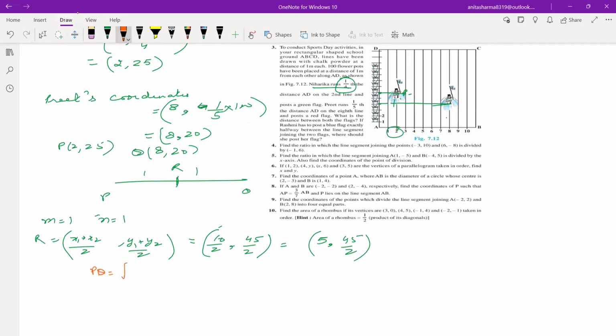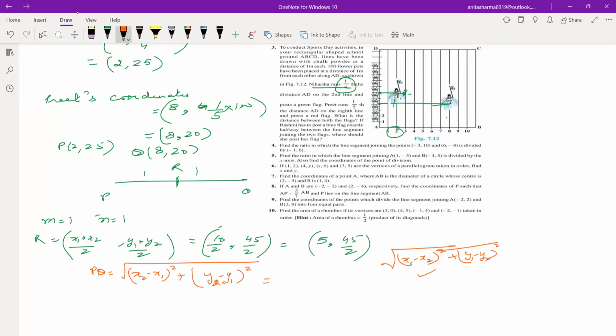Ma'am, root of x2 minus x1 whole square plus y2 minus y1 whole square. Okay. See, children, in this distance formula, you can write like this also: x1 minus x2 whole square plus y2 minus y1 whole square. Fine? Because in this, you will get the positive value only.